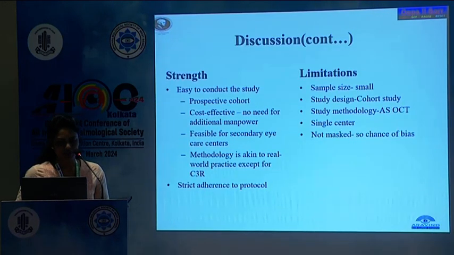The strength of the study: it is easy to conduct because it is a prospective cohort study, it is cost effective, it is feasible for secondary eye care centers, and our methodology is akin to real world practice except for C3R, and we processed strict adherence to the protocol.